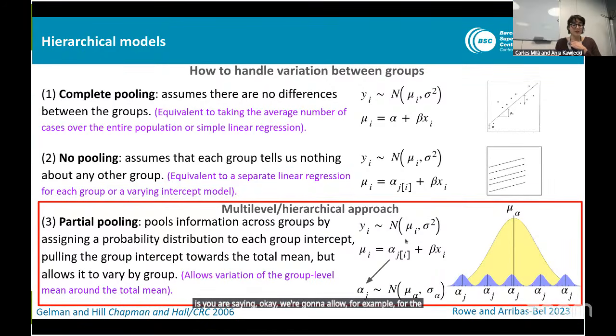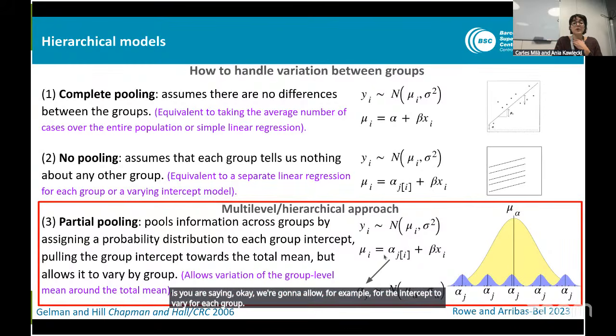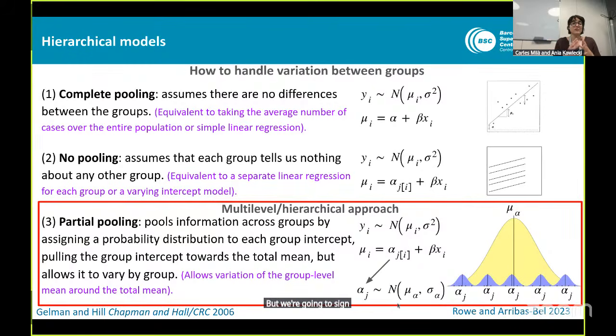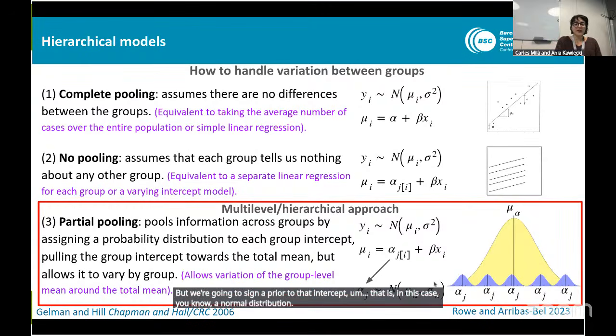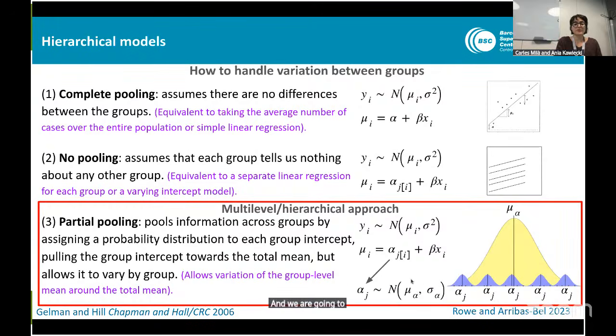What you're doing in partial pooling is you are saying, okay, we're going to allow, for example, for the intercept to vary for each group, but we're going to assign a prior to that intercept that is, in this case, a normal distribution. And we're going to say that the parameters in that distribution are in themselves something that is informed by the whole population.